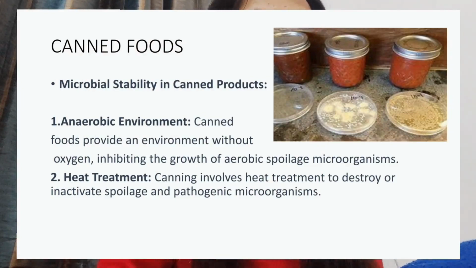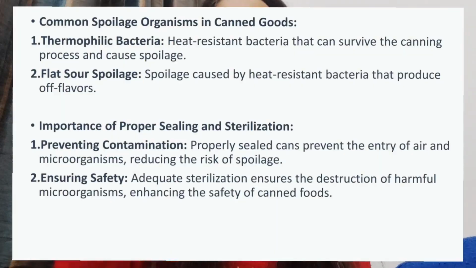That means it enables the growth of microorganisms, aerobic spoilage microorganisms. And then heat treatment. Canning involves heat treatment to destroy or inactivate spoilage and pathogenic microorganisms. Then common spoilage organisms in canned goods are thermophilic bacteria. It's a heat-resistant bacteria that can survive the canning process and cause spoilage.